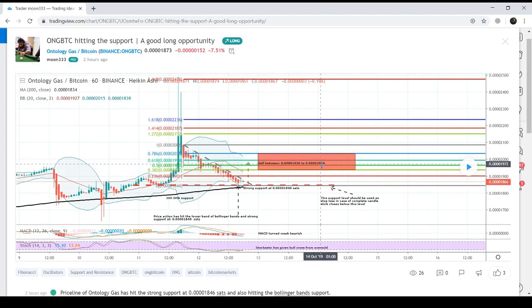I have set my sell targets here, and this support zone or support line should be our stop loss point. If a complete candlestick is closed below this potential reversal zone, then we should exit from this trade. We also have a 200 moving average below this potential reversal zone and the price action.